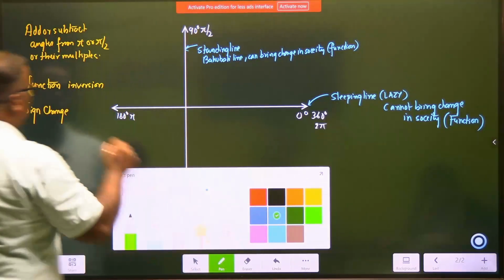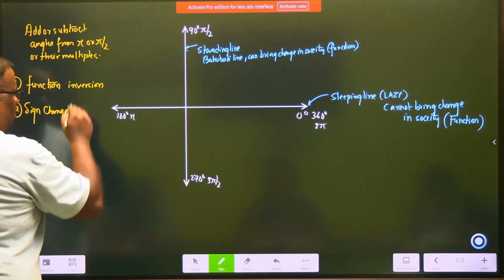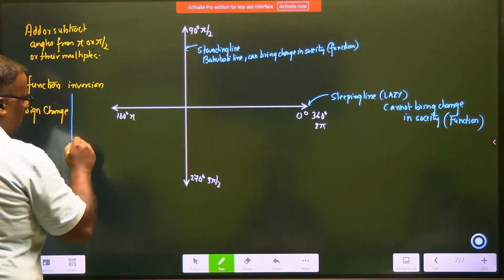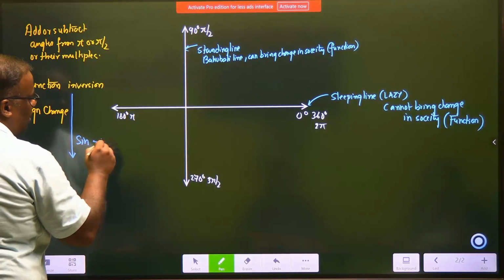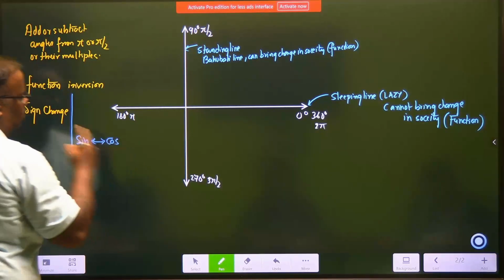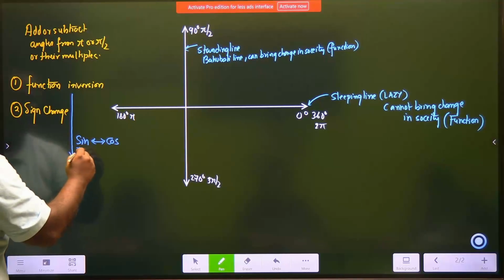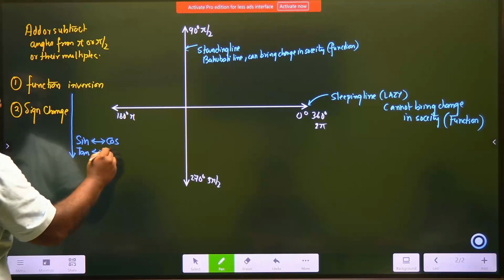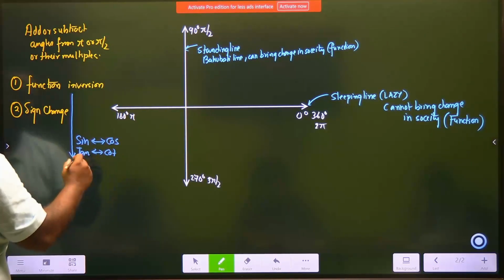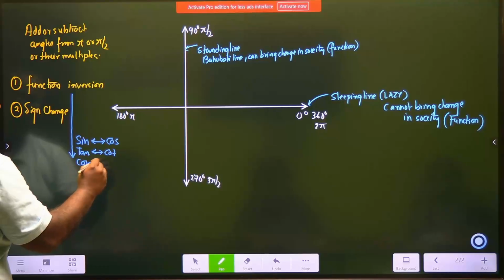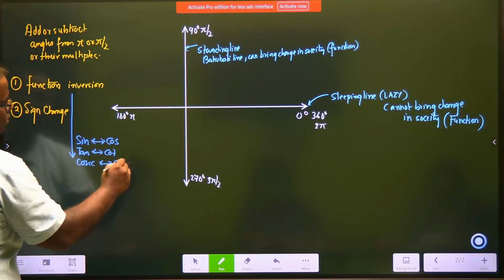The function inversions will follow a chronology. If you have sine, it will invert to cos, and vice versa. Tan inverts with cot, and here they are reciprocals. Cosec and sec invert with each other. Clear?